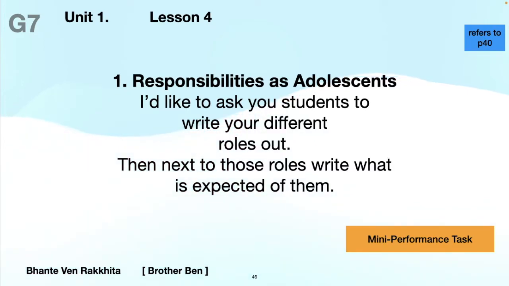I'd like to ask you, students, to write your different roles out. Then next to those roles, write what is expected of them. So this is a mini performance task. You actually don't find this on page 40, but it's in the same topic. Clear? Next to those roles, write what is expected of the person who has that role.